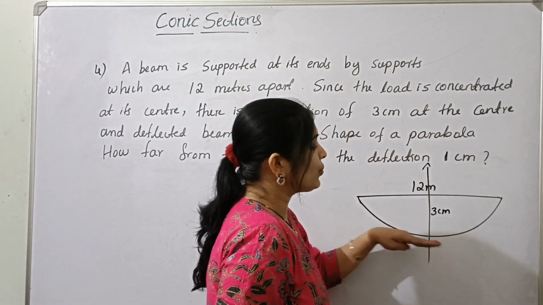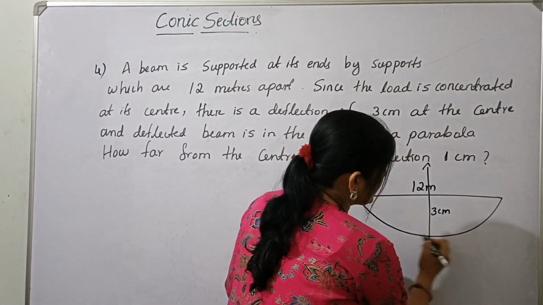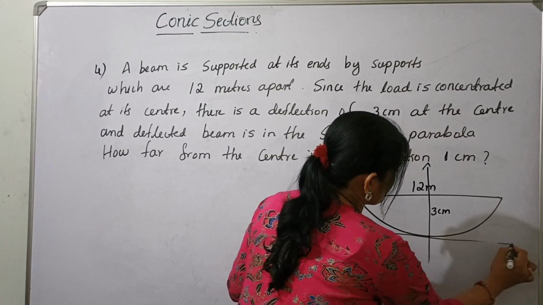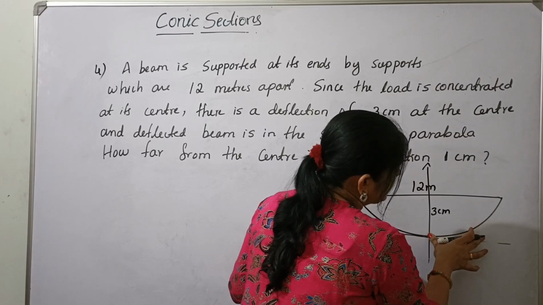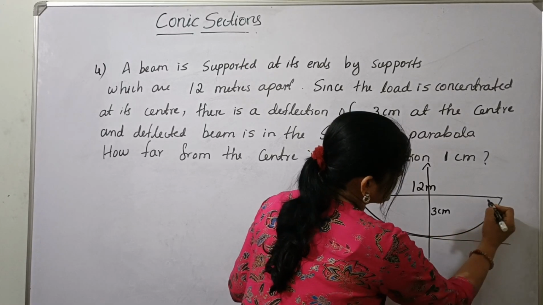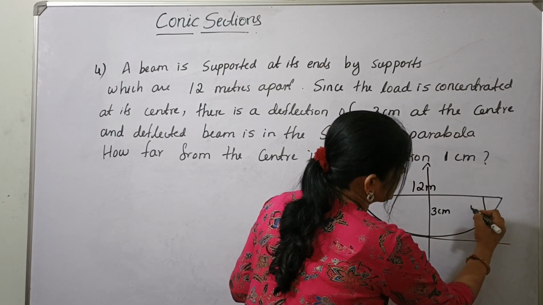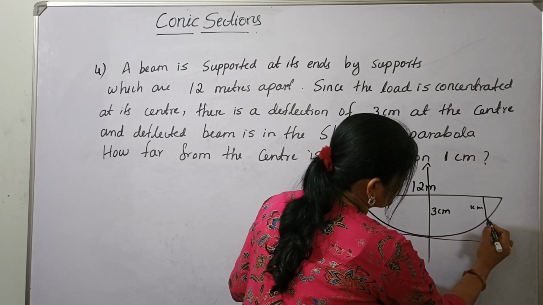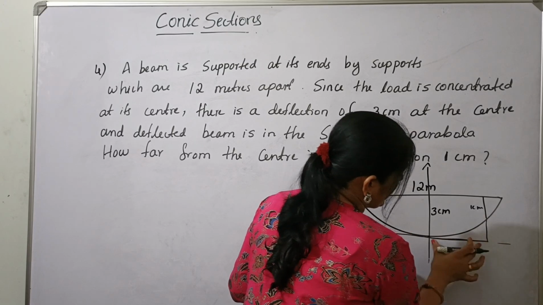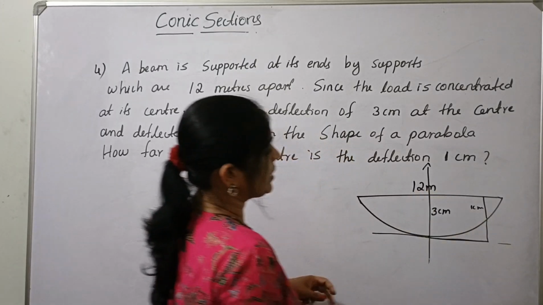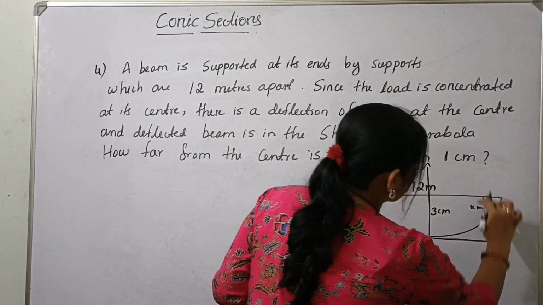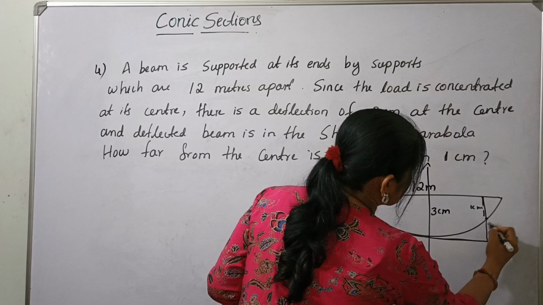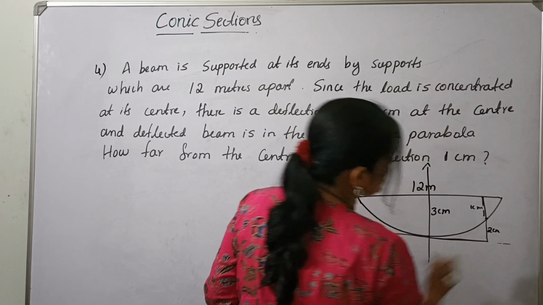So here we have to find the distance from center to where the deflection is 1 centimeter. Suppose the deflection is 1 centimeter here, then we have to find this length. Here it is total 3 centimeter, right? So if it is 1 centimeter, then the remaining is 2 centimeter.